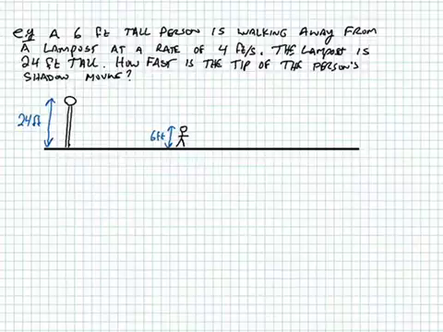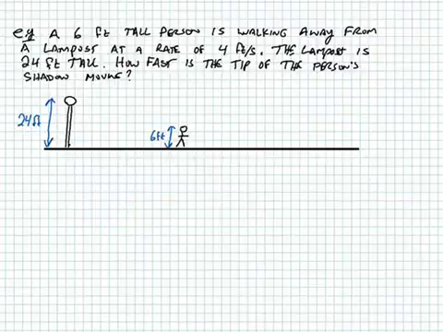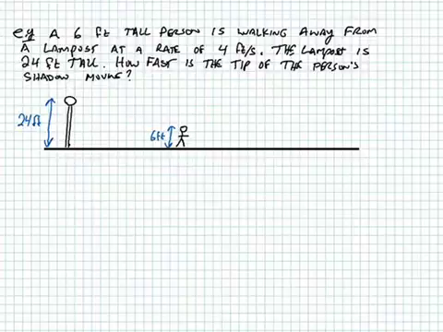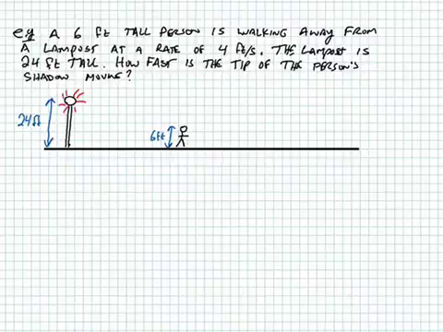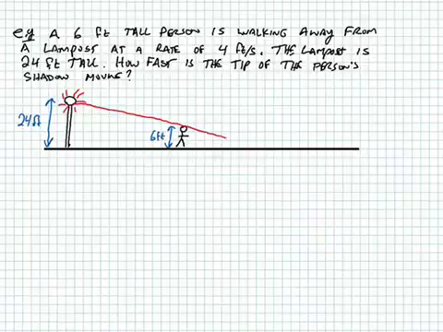A 6 foot tall person is walking away from a lamppost at a rate of 4 feet per second. The lamppost is 24 feet tall, and how fast is the tip of the person's shadow moving? If we look at this problem, the lamppost is putting out light, and one of those light beams goes across the person's head and creates a shadow in this area.